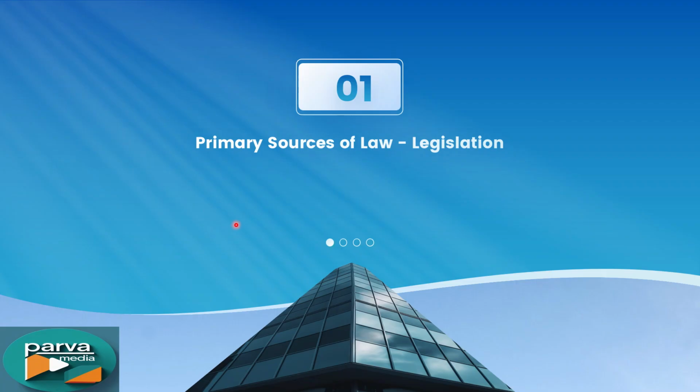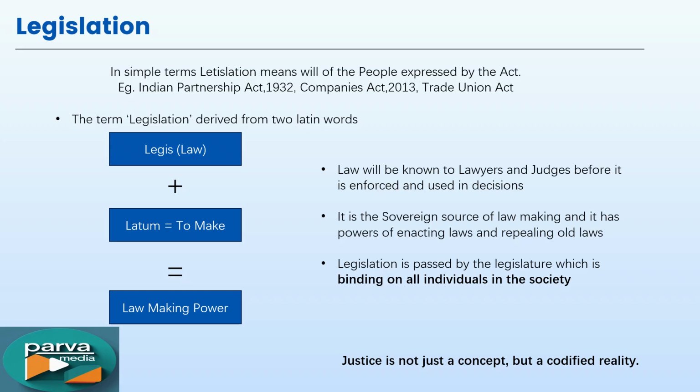Let's begin with the most direct and authoritative source, that is legislation. In simple terms, legislation reflects the will of the people expressed through the act passed by the legislature. Okay, it means these are the laws which are enacted by Parliament, whose elected members are called the legislators, and they make these laws. For example, the Indian Partnership Act, the Companies Act of 2013, the Trade Union Act. All these are formal acts which are enacted by legislatures.